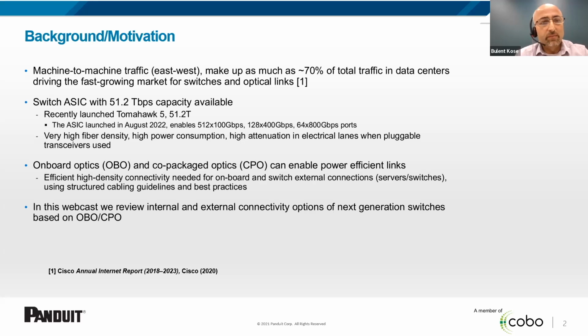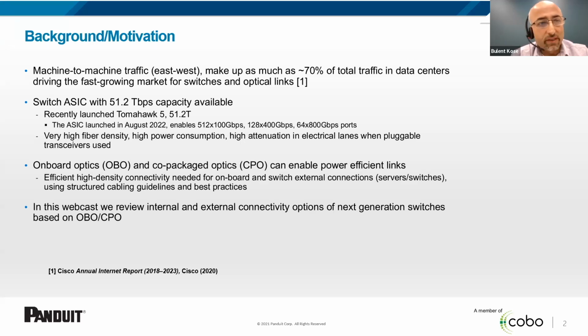There was a 51.2 terabit per second capacity switch from Broadcom recently called Tomahawk, and this can enable 512 100 gigabit per second, 128 400 gigabit per second, and 64 800 gigabit per second ports. You can see this is a very dense number of ports that we're talking about, and very high power consumption if you're using pluggable optics, and high attenuation electrical lanes, again, when the pluggable optics are used.